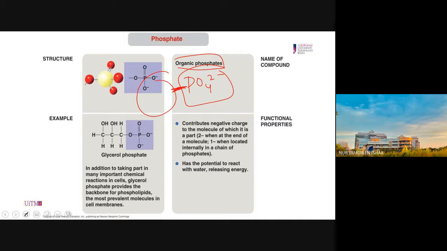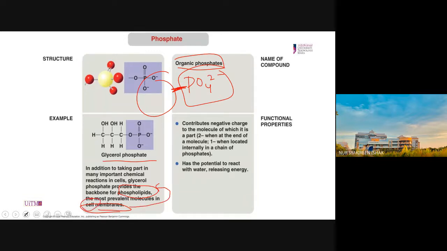One example of a molecule that has the phosphate group is phospholipid. Phospholipid will have a phosphate group within it. Given here is glycerol phosphate. In addition to taking part in many important chemical reactions in the cell, glycerol phosphate provides the backbone of phospholipid, the most prevalent molecule in the cell membrane. So the cell membrane is composed of a phospholipid bilayer.